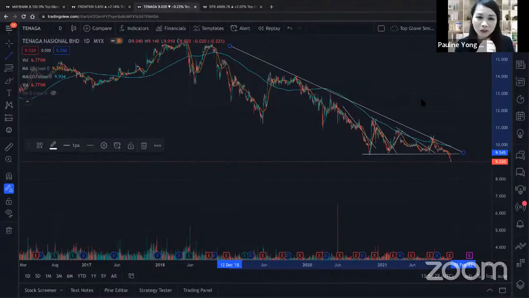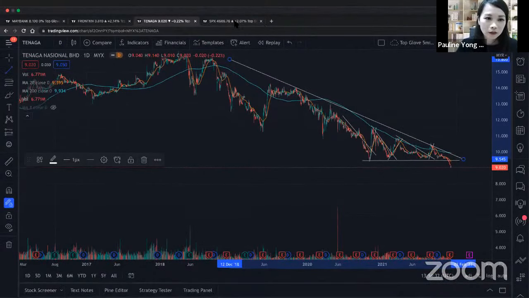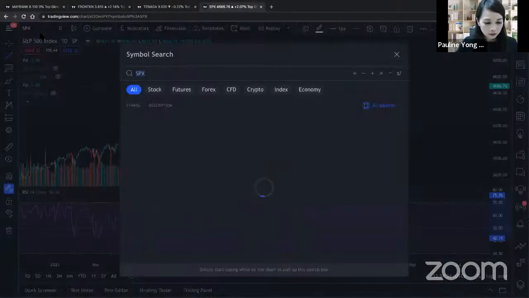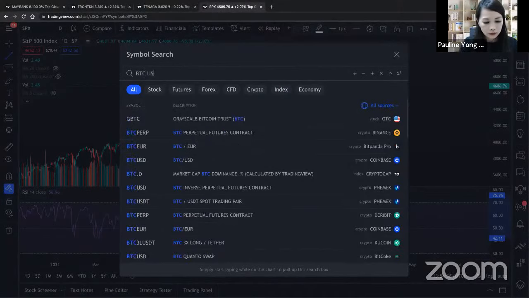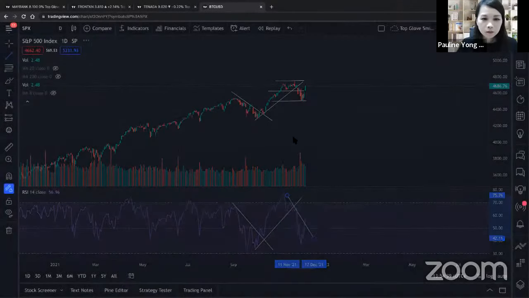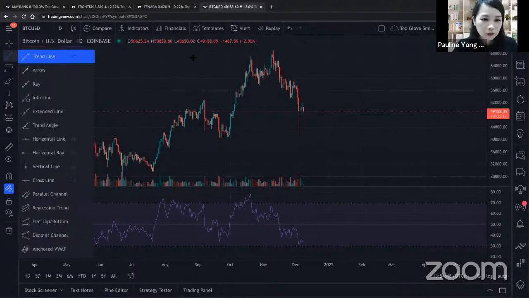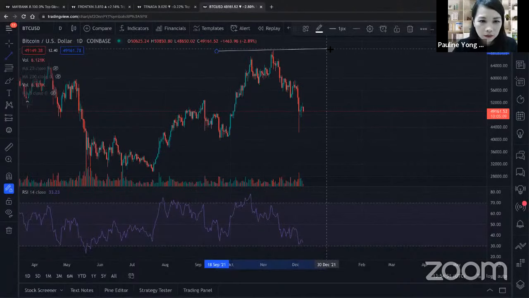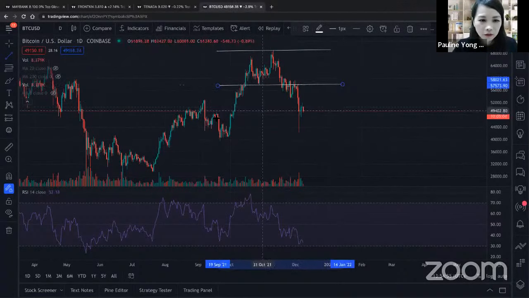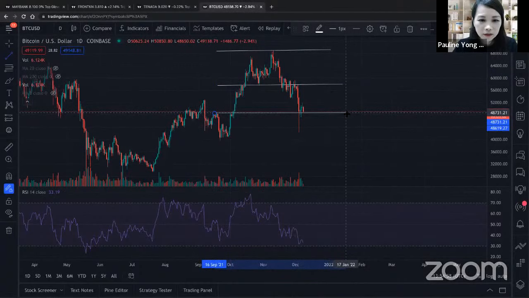For example, cryptocurrency. Recently, the Bitcoin crashed, right? This I show you the BTC USD. Recently, the Bitcoin, you can see that there is a double top here, and then this is the neckline, and then we can actually draw straight away. We can draw like this, and then we can draw like this. So this is a target. Okay, so we are looking at the target like that.